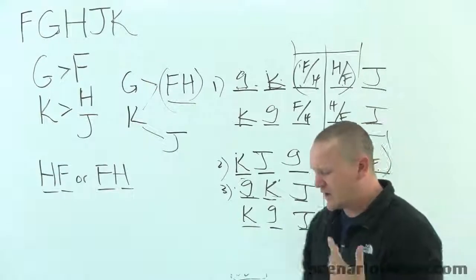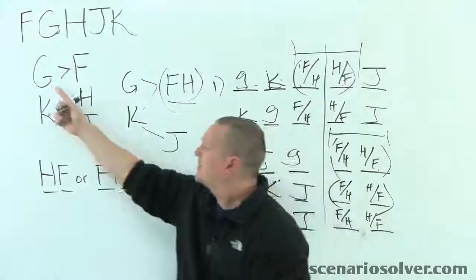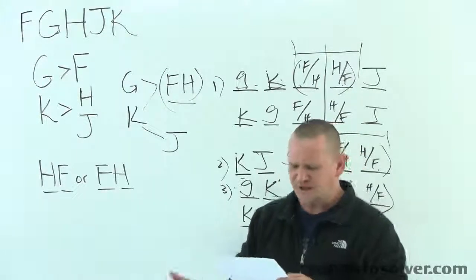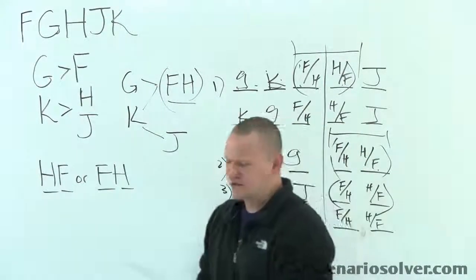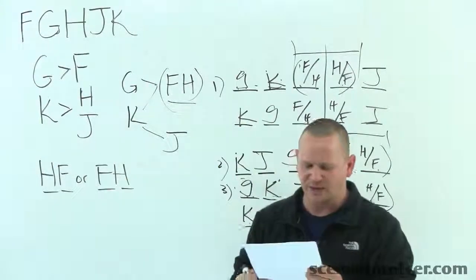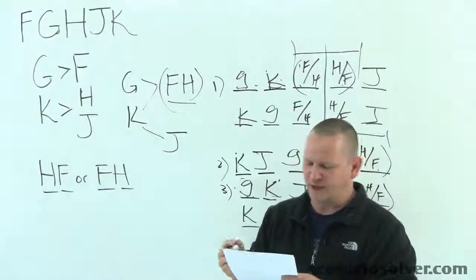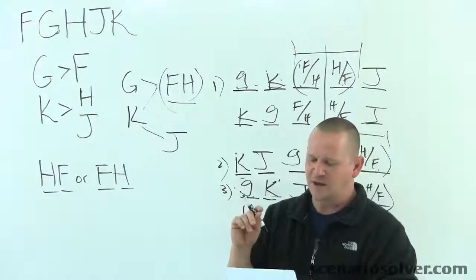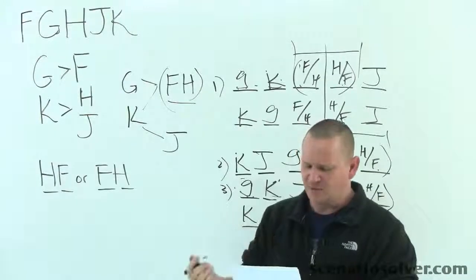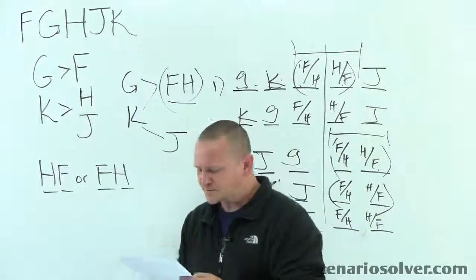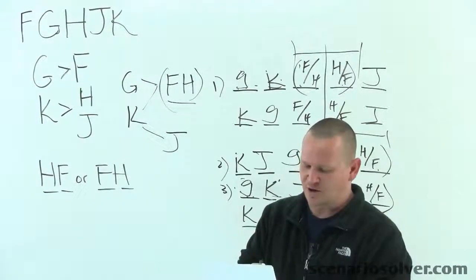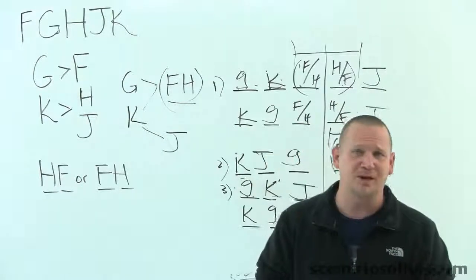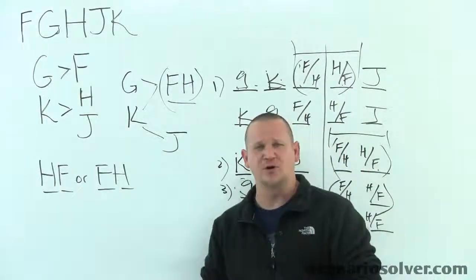Okay, so if we look at the first rule, it says G must occur before F, and if you go down to E, we have G occurring after F, so E is out. The second rule says K has to occur before both H and J, and if you look at A, H is performing before K, and if you look at B, J is performing before K, so A and B are out. We're just left with C and D. Again, I'm not looking at A and B anymore. I'm not looking at E. I'm just focused on C and D.